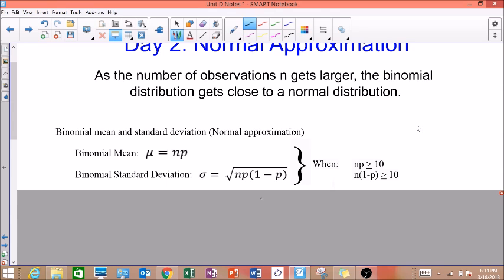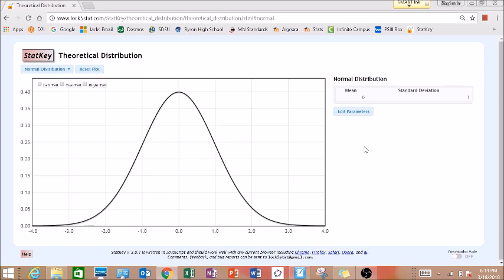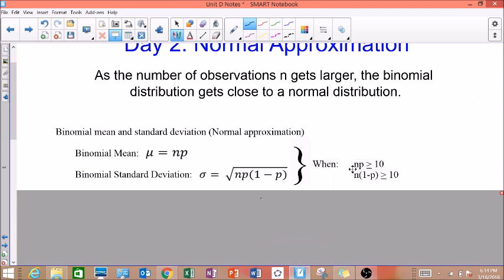And remember, on StatKey, we didn't have to generate all these samples, but we did need to input a mean and a standard deviation. So how do you do this with the binomial distribution? Well, the binomial mean can be found by just multiplying n times p. That gives us mu, or in other words, the mean.